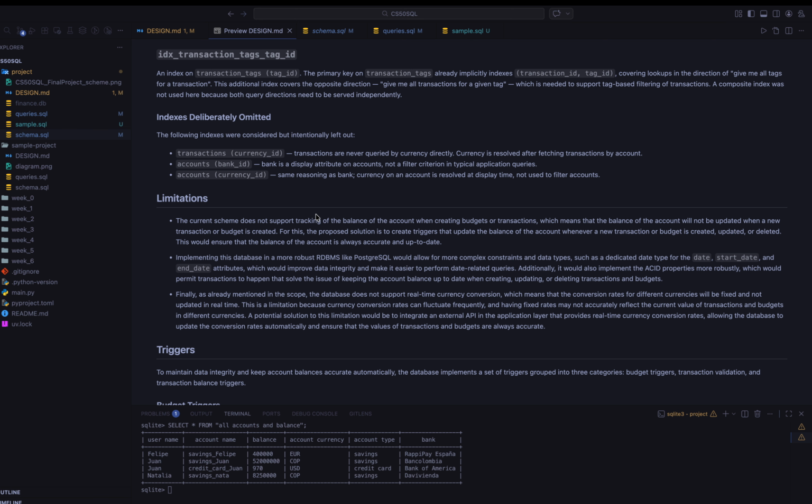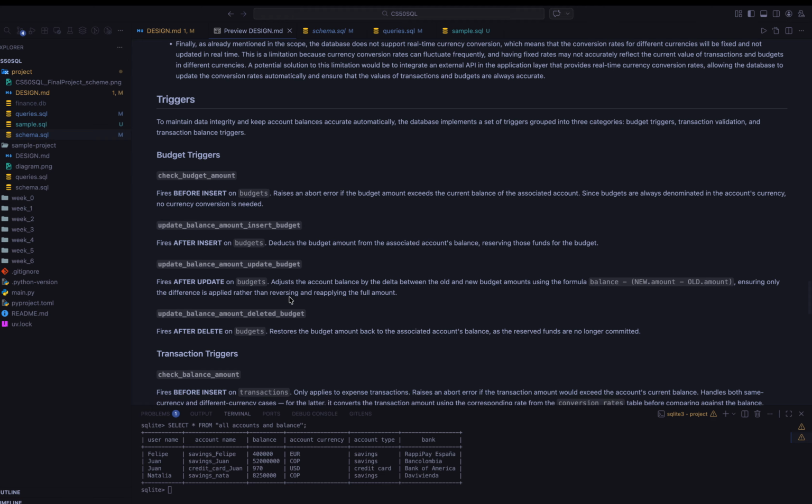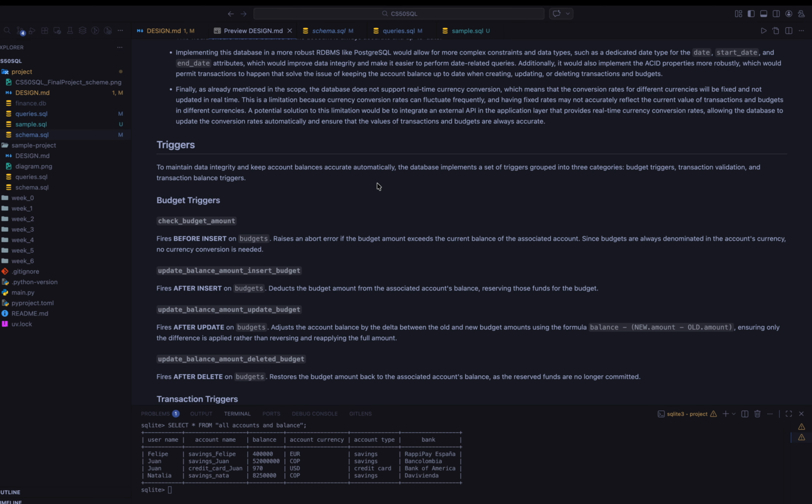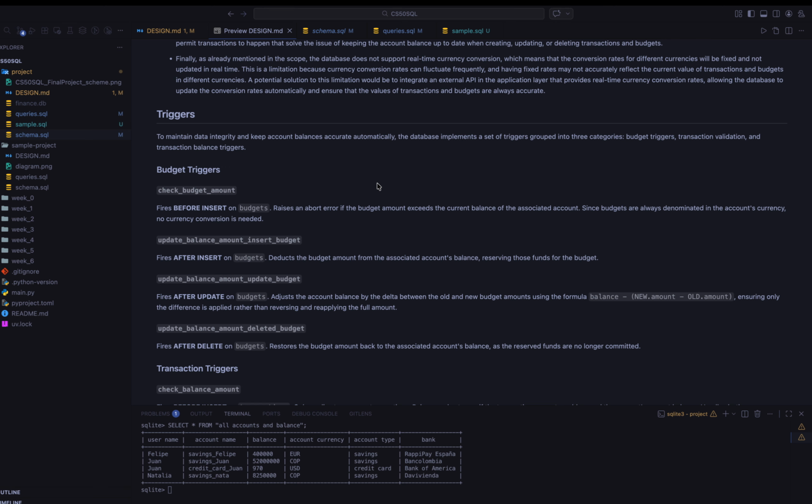What else? Well, the triggers. This is very interesting. I had to create a lot of triggers so that the balance is always kept up to date based on the transactions. If a transaction is an expense or an income, so if it's an income, the value will be summed up to the balance of the account. If it was an expense, it will be subtracted from the account's balance.